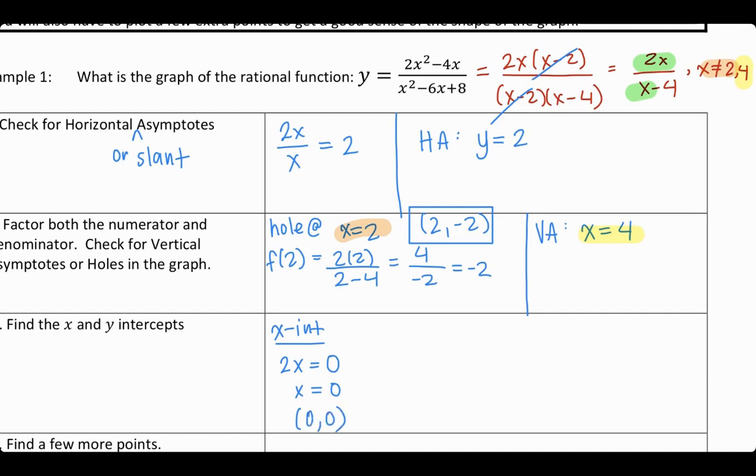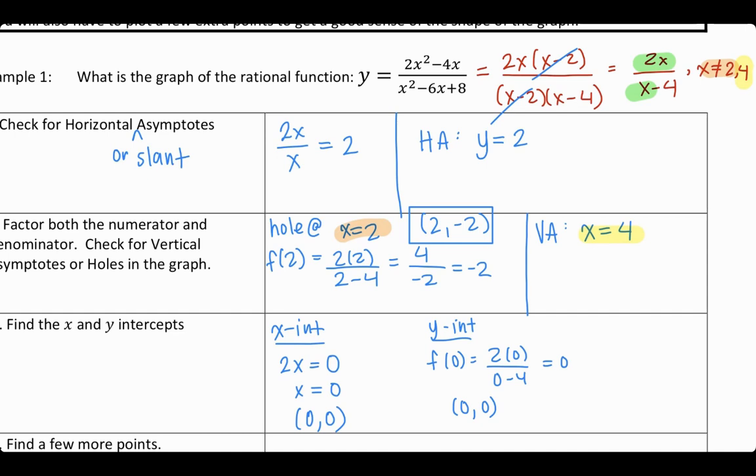If my x-intercept is (0, 0), what do we know about the y-intercept? It's also going to be (0, 0). But if we didn't recognize that, I'm going to put 0 in for x. 2 times 0 divided by 0 minus 4 equals 0. So in this case, my x and y intercept are the exact same point. It's not always going to happen, but that's just how it worked out this time.